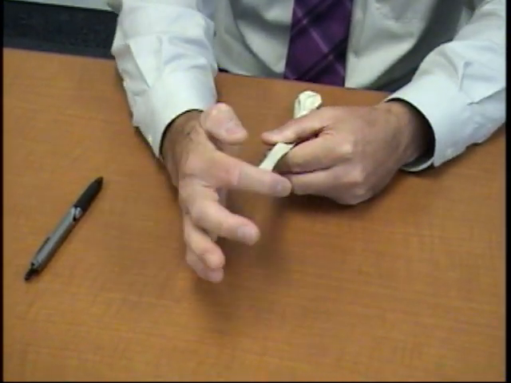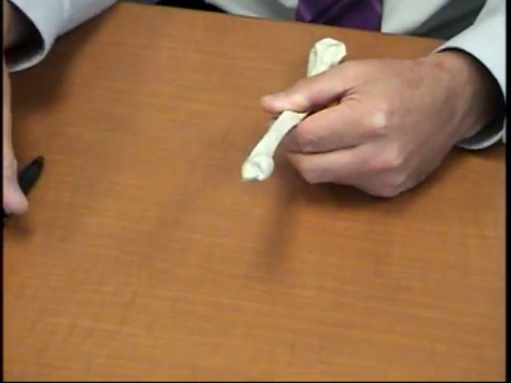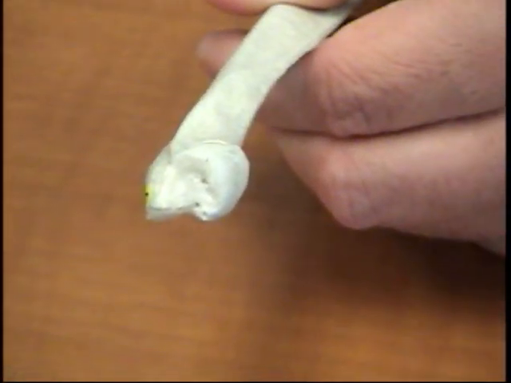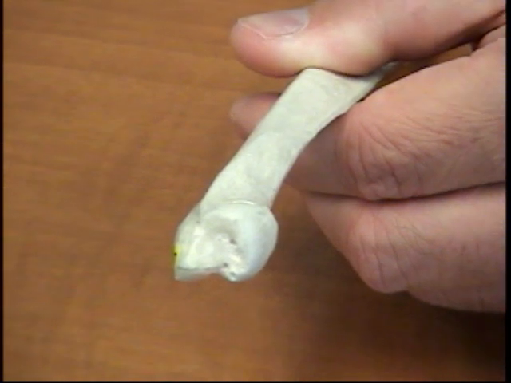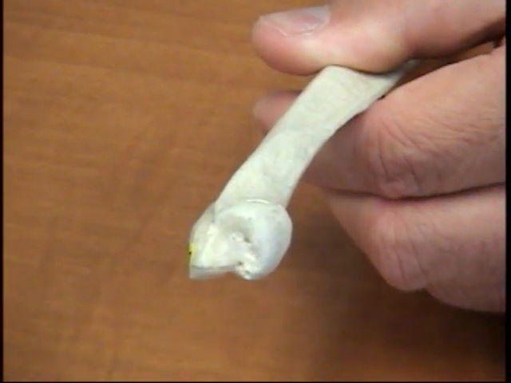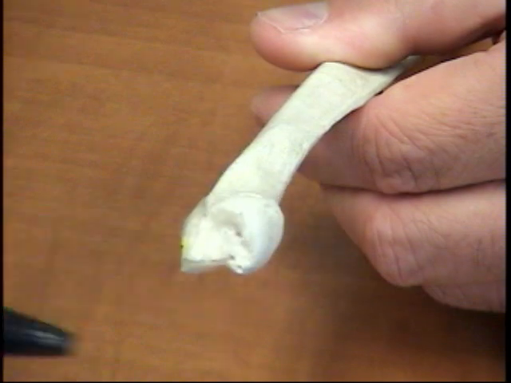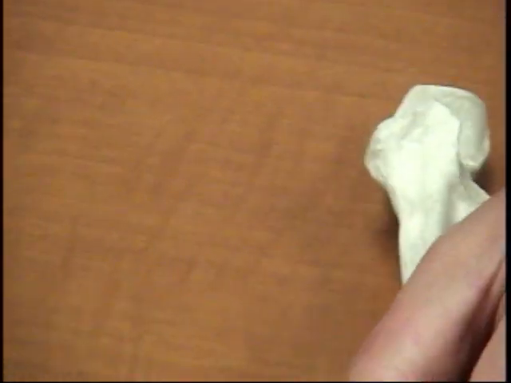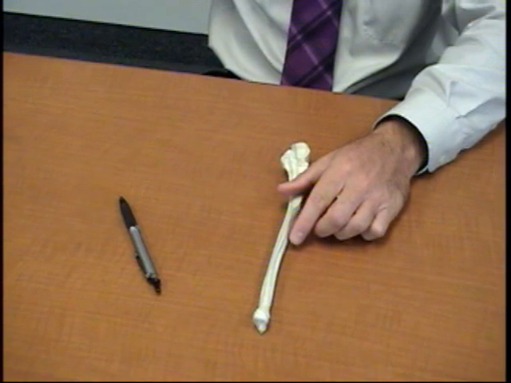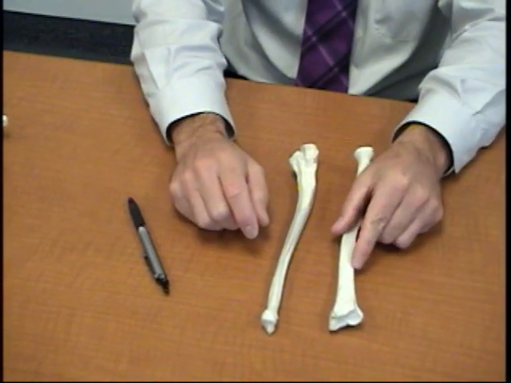Another structure is the head, and another structure is the styloid process. Now you're going to say, I remember styloid already. We had a styloid process in the skull. Well, you're seeing another styloid process here. And again, that is the head of the ulna. So those are all the structures for the ulna. Now I'm going to show you its other bone here.